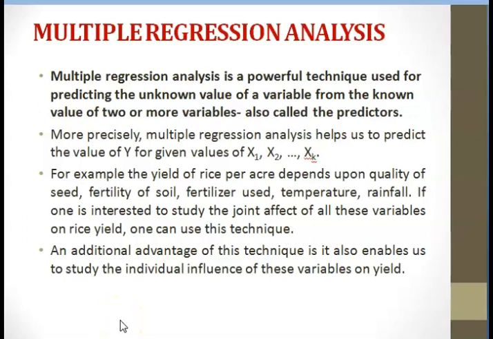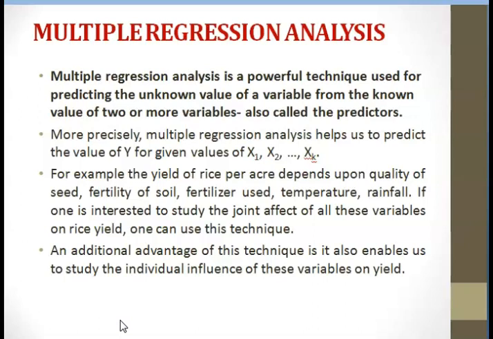This analysis is one of the most powerful techniques. It is used to predict the unknown value of a variable from the known values of two or more variables. These two or more variables are called the predictors. More precisely, multiple regression analysis helps to predict the value of y for the given values of x1, x2 and xk. Here I have taken the example of the yield of rice per acre.